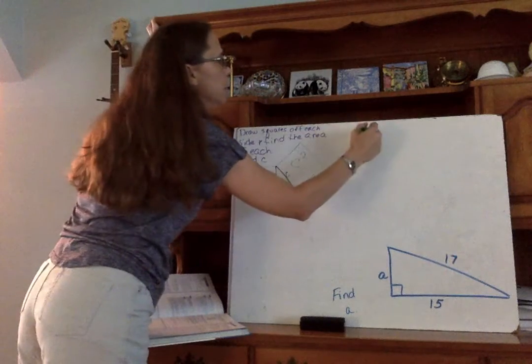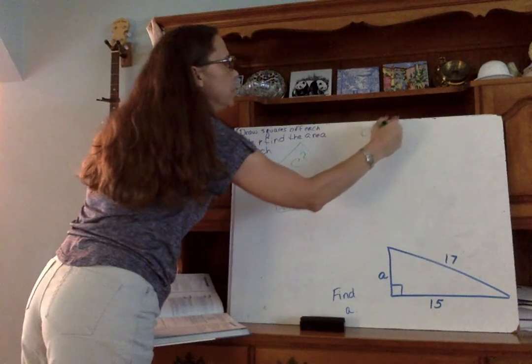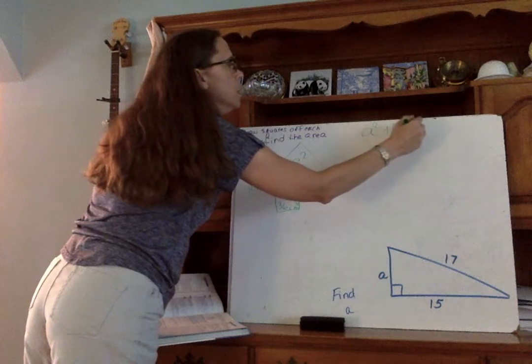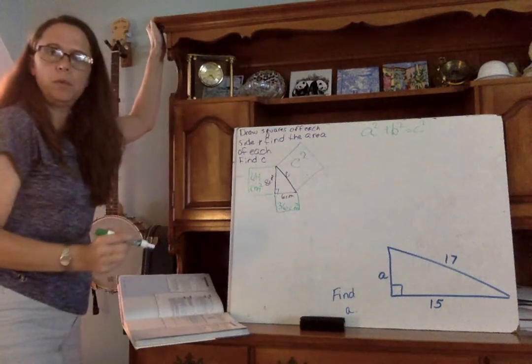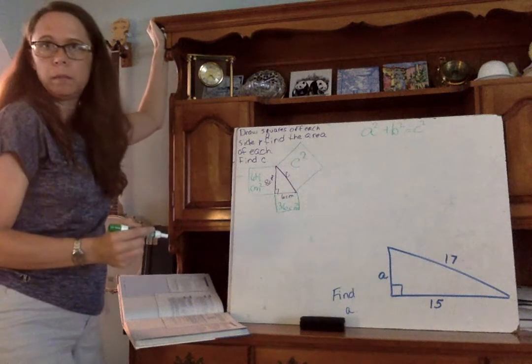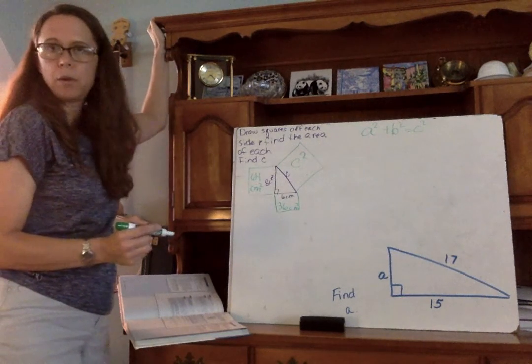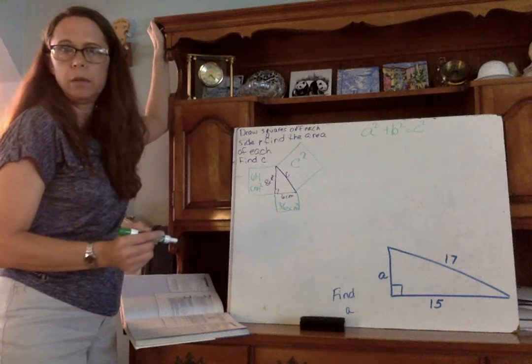So we need to use that Pythagorean theorem we just talked about. a squared plus b squared equals c squared. Mrs. Dern, is it important to memorize this formula? Absolutely. Okay? From now on in your math career, you're going to be using the Pythagorean theorem. Okay?